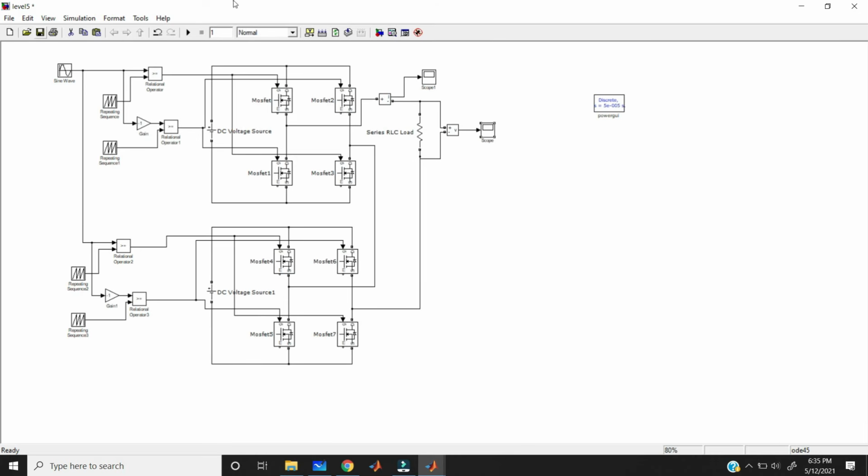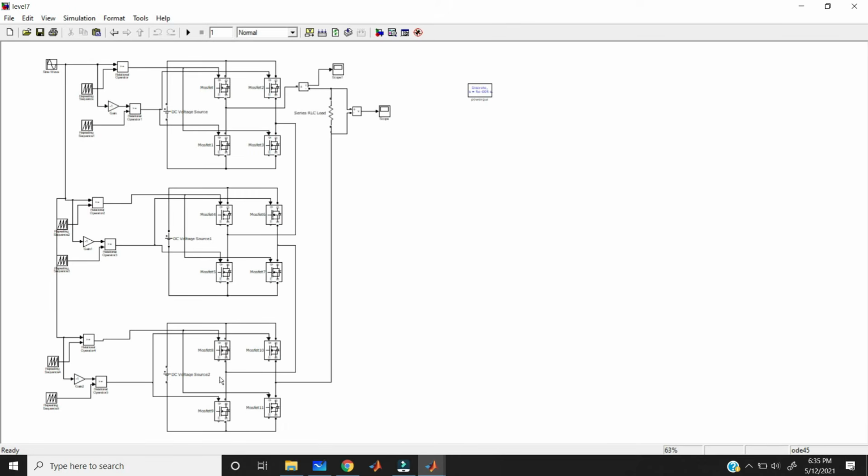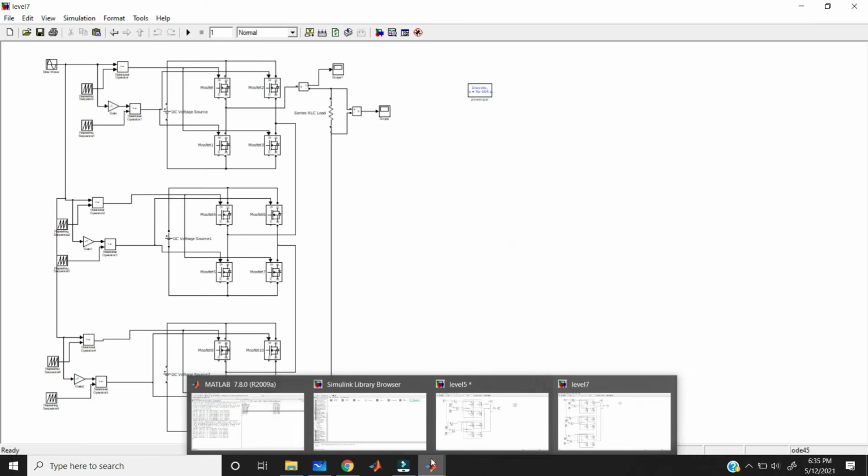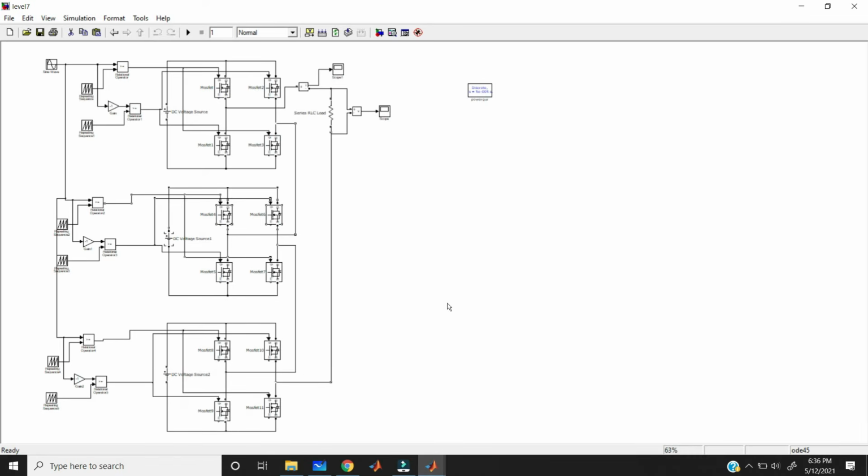And if you want to design the 7 level inverter, just take another H bridge below and connect them cascaded like this. These are the 3 H bridges we are taking. Just one change: in the 5 level we are taking 2 H bridges, but in the 7 level we are taking 3 H bridges. That is the only change.